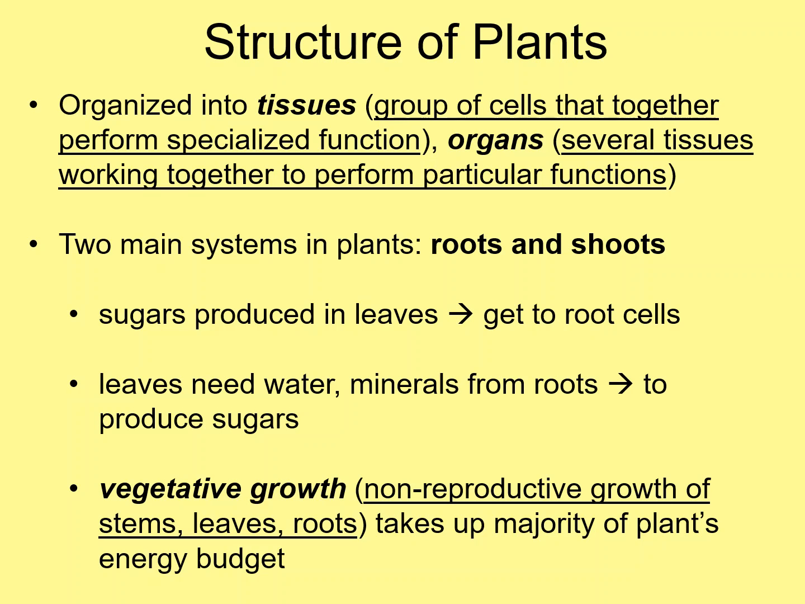Whereas K-selected plants, like an oak tree, are going to spend a lot of time and energy growing their stems and their leaves and their roots, and then eventually they'll switch and start making reproductive structures also.